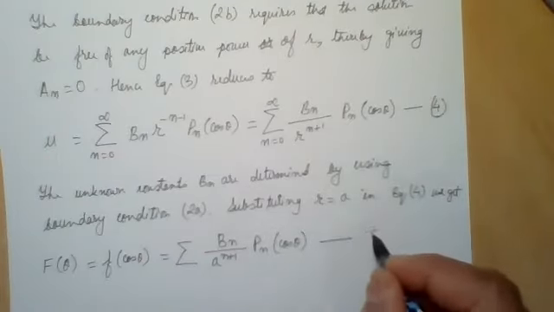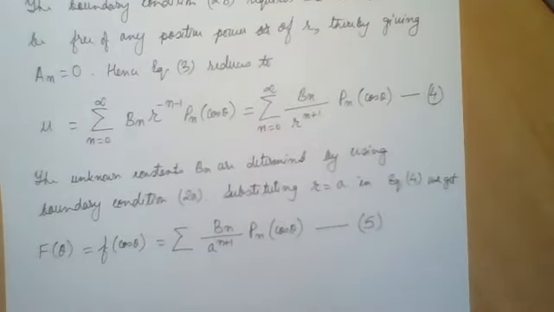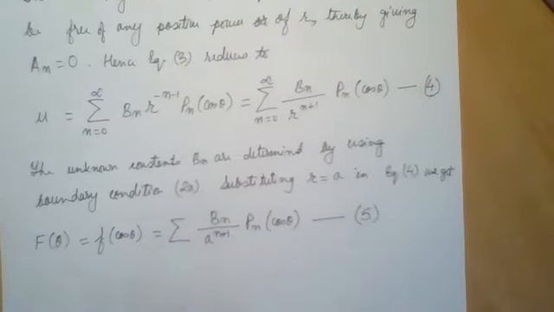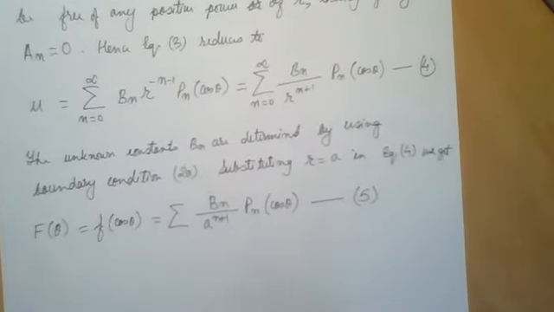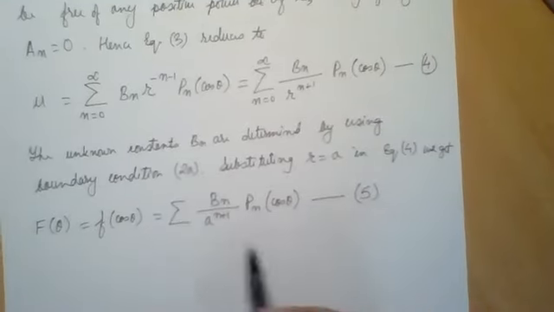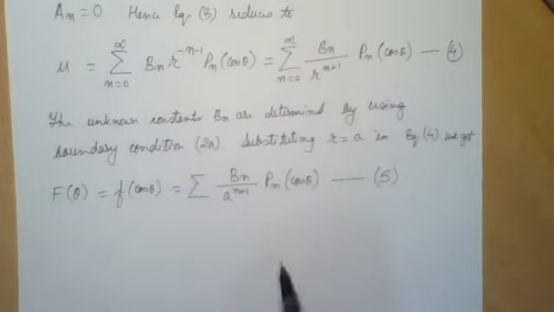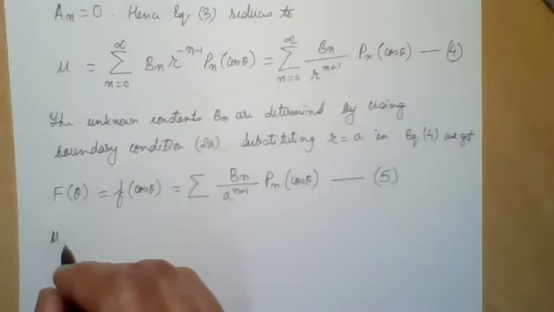This we call equation number 5. Now, how do we solve for Bn from this? Very simple. We use the orthonormality property of Legendre polynomials. So how do we do that? We multiply both sides by Pm.